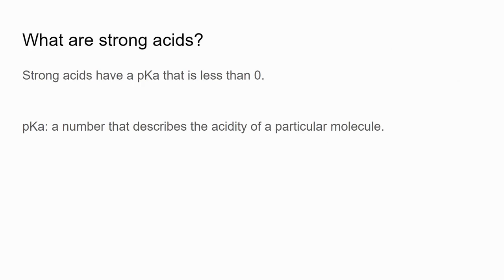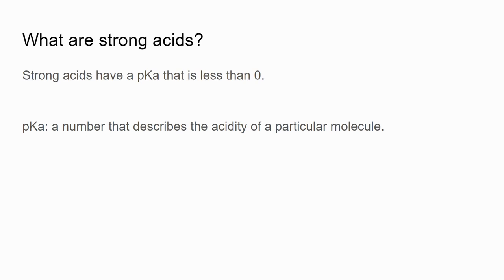So, what are strong acids? Strong acids are classified as having a pKa that is less than 0. Some people may say less than -1. I did research and came up with 0, so that is the number I am using in this. pKa is basically just a number that describes the acidity of any particular molecule.